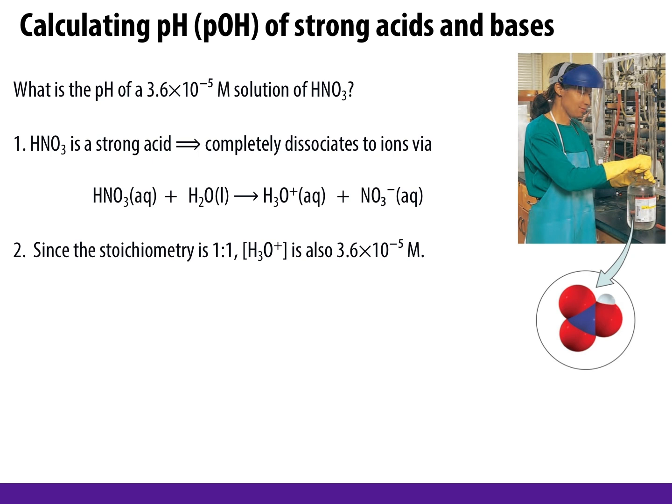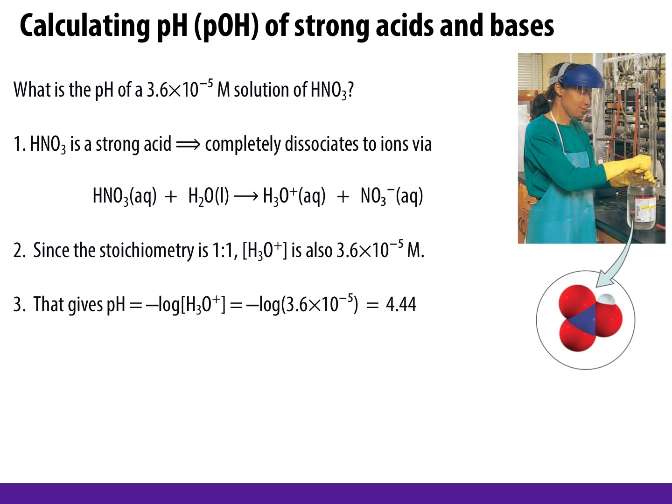Because the stoichiometry here is 1 to 1 and this reaction goes to completion, 3.6 times 10 to the minus 5 molar HNO3 means that your final equilibrium concentration of H3O plus is also 3.6 times 10 to the minus 5, because of this 1 to 1 stoichiometry and that the reaction goes to completion. In this case then, the pH is just negative log of H3O plus, which gives us 4.44.